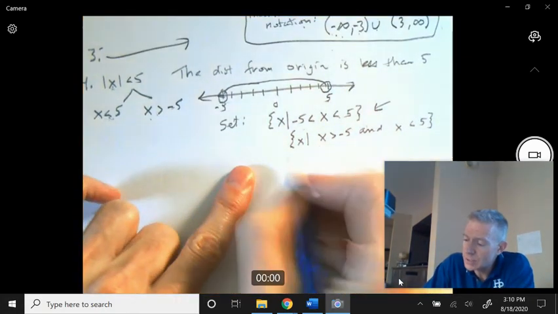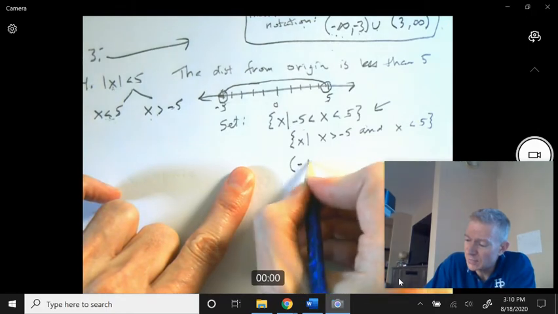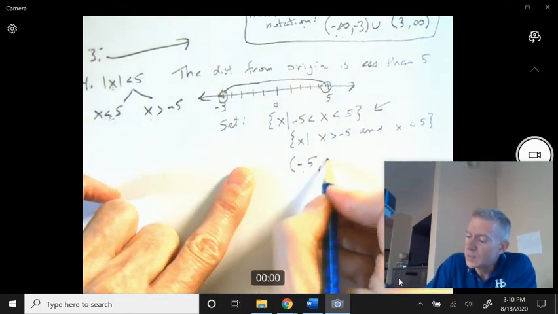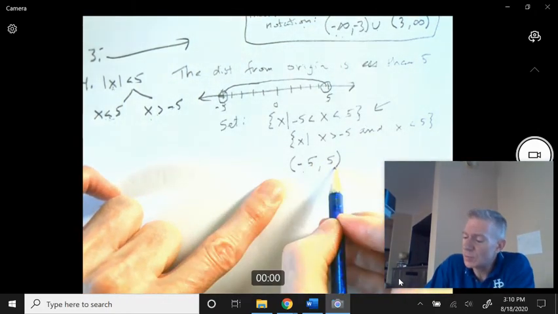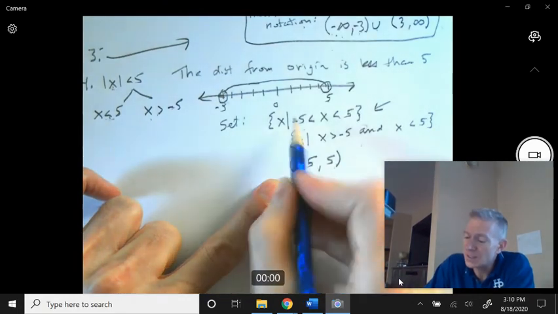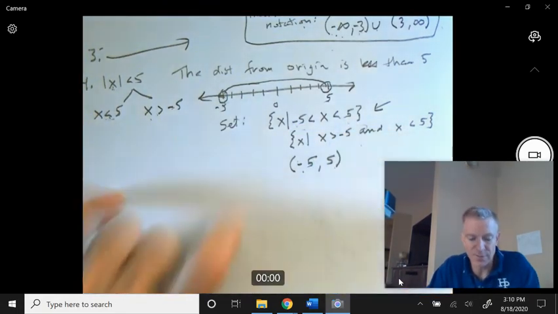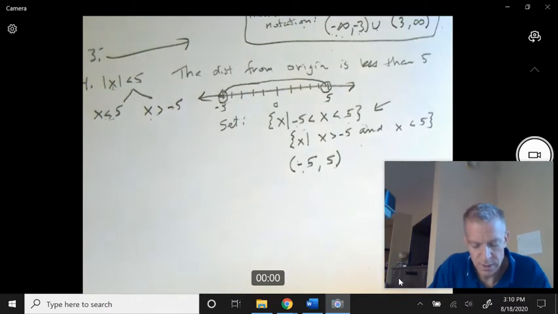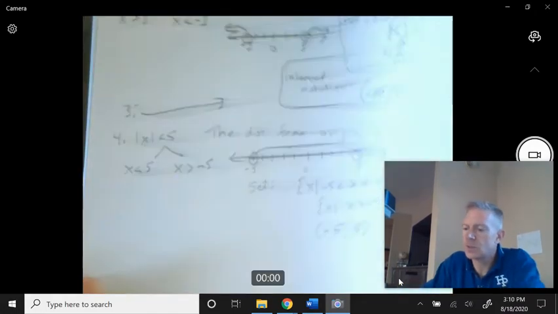Now in interval notation, we just want all the numbers going from negative 5, that's the left end of the interval, to positive 5, the right end of the interval. These are both parentheses because we're not including the negative 5, we're not including the positive 5. Okay. All right, now let's go to the bottom of the page. I'm going to do this on the other side, and I'm going to do 2 more example problems.